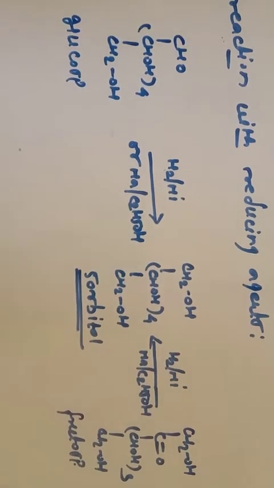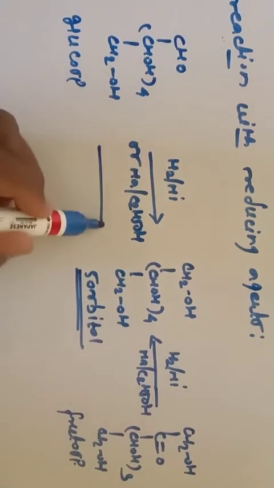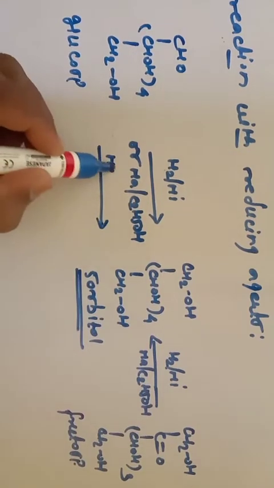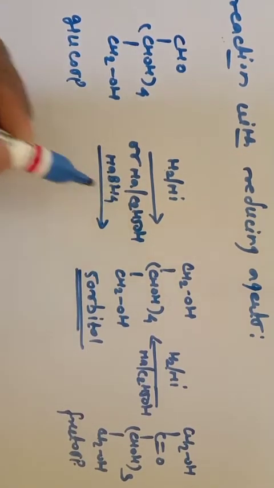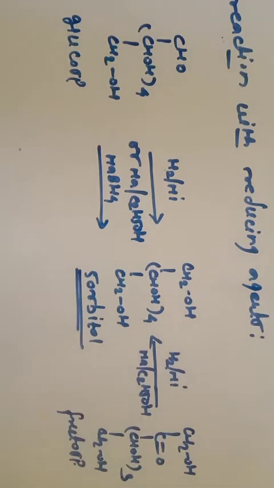So aldehyde is converted into primary alcohol and ketone is converted into secondary alcohol in presence of a reducing agent. You should keep in mind that the reducing agent is there. Sometimes sodium borohydride is also used in this reaction. Glucose in presence of sodium borohydride also gives sorbitol. So this is the reaction of glucose with a reducing agent and fructose with a reducing agent. It is as simple as that.